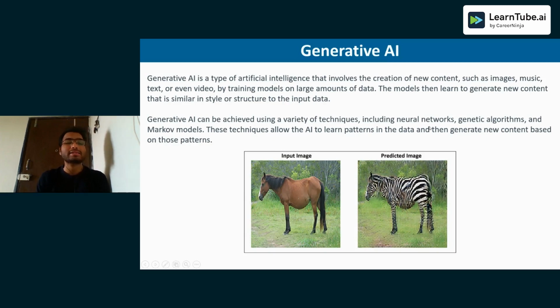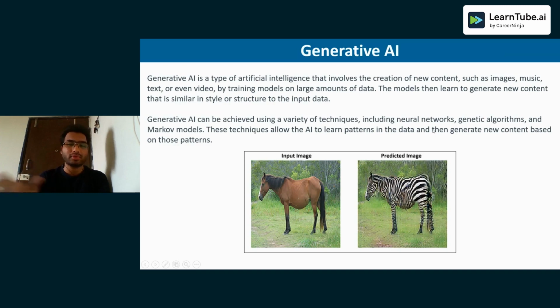Again, as I said, generative AI is just a topic, or maybe I can say it is a concept or field of artificial intelligence. But to apply that, or to see the benefits of generative AI, we have to use some technical tools. So there are various techniques used for achieving the generative AI concepts. Neural network is one of them.